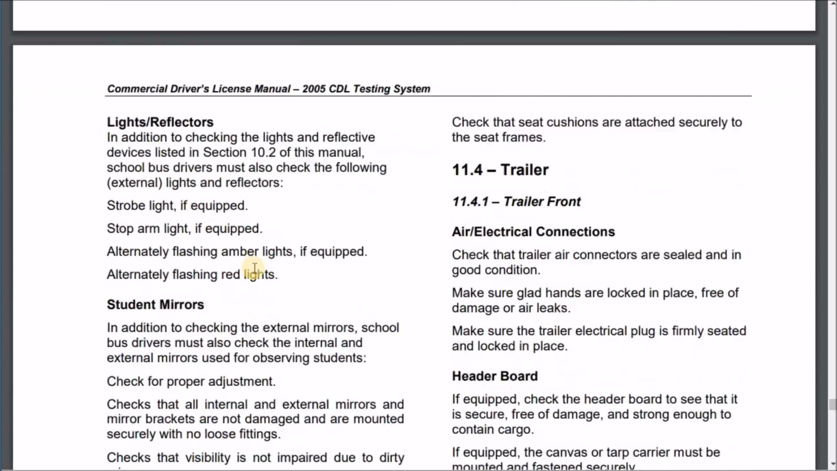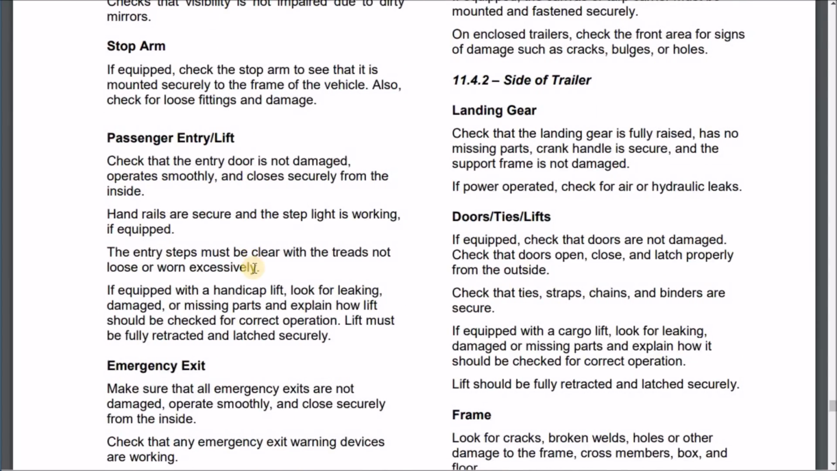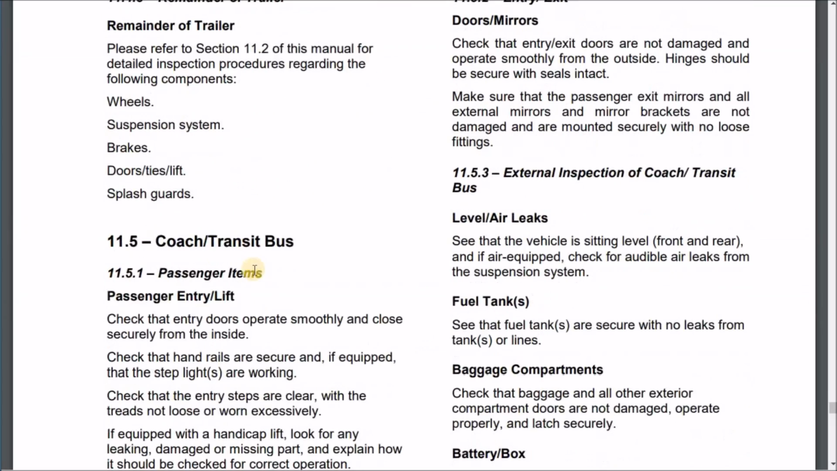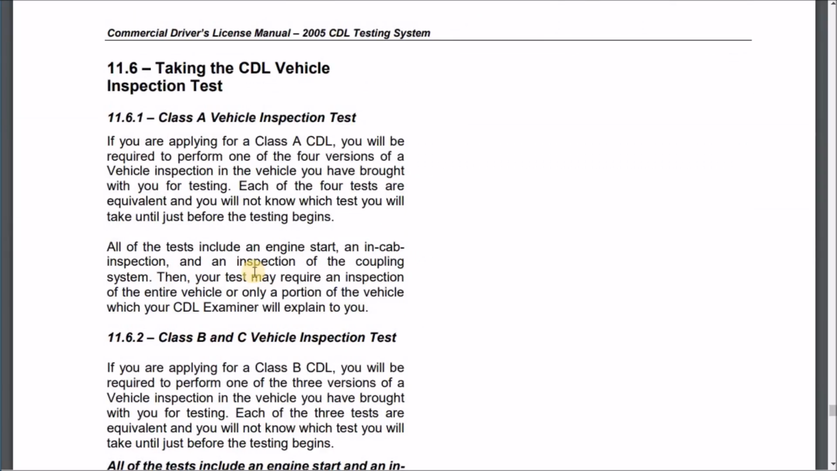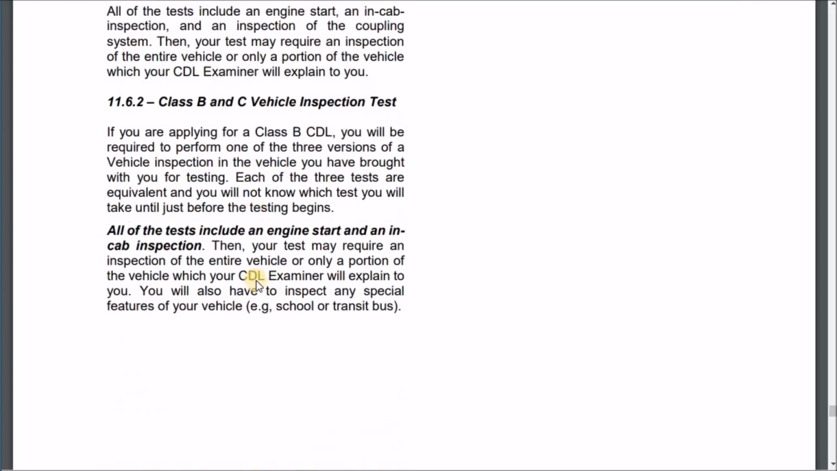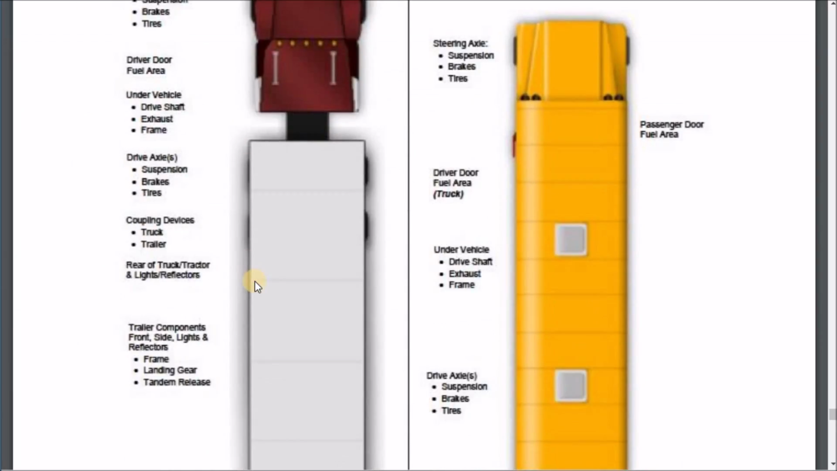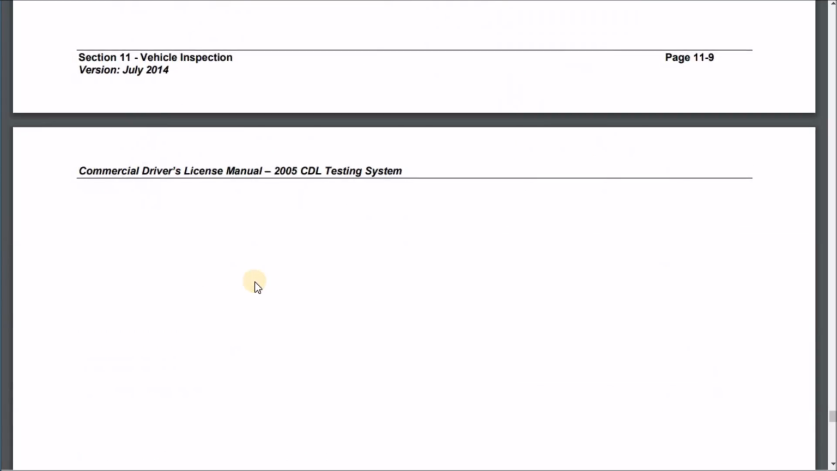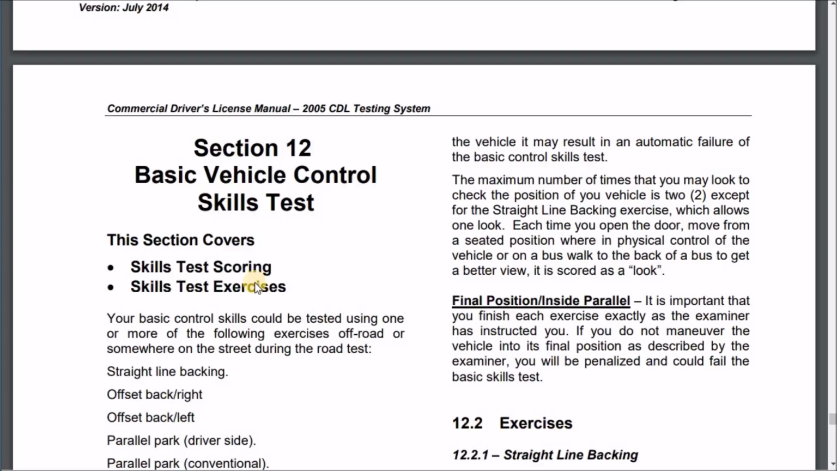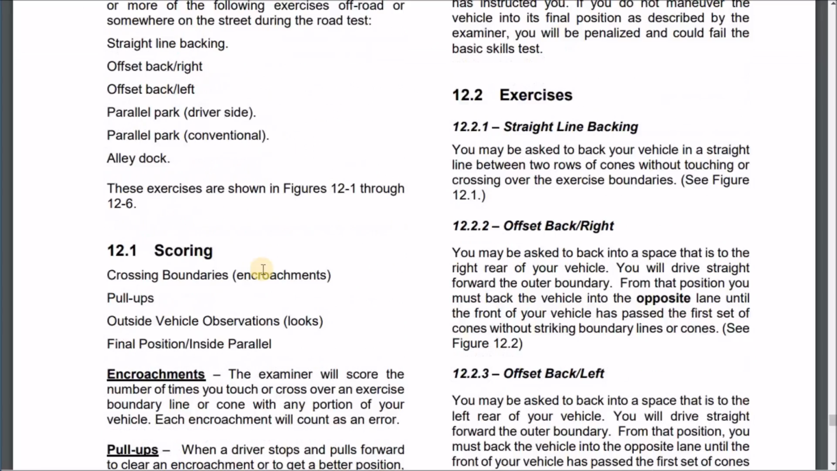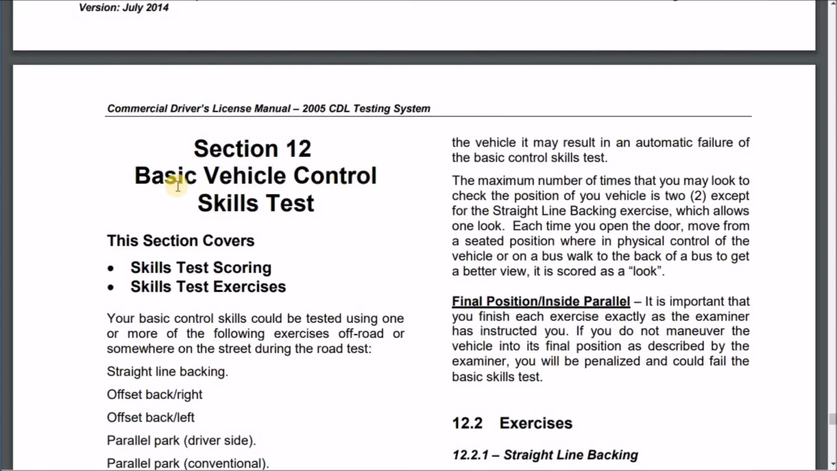You're going to need to do it when you actually do a vehicle inspection. In fact, it's pretty rigorous, the vehicle inspection. So you probably need to study this very well and also be able to do a vehicle inspection very proficiently, because you're going to be in front of a DMV inspector or examiner who will be testing your skills. So now we get to vehicle control, or basic vehicle control skills test.